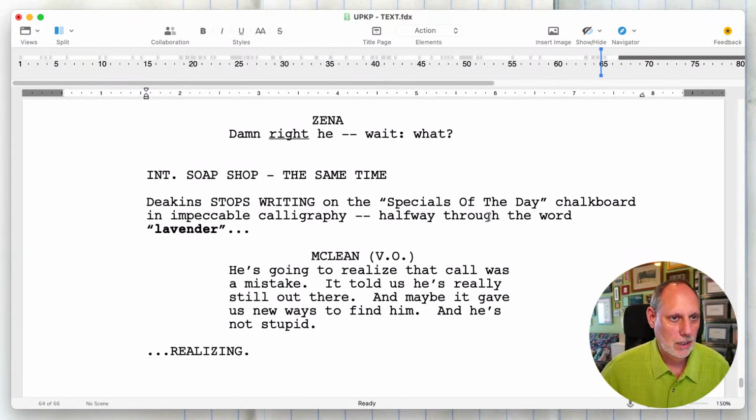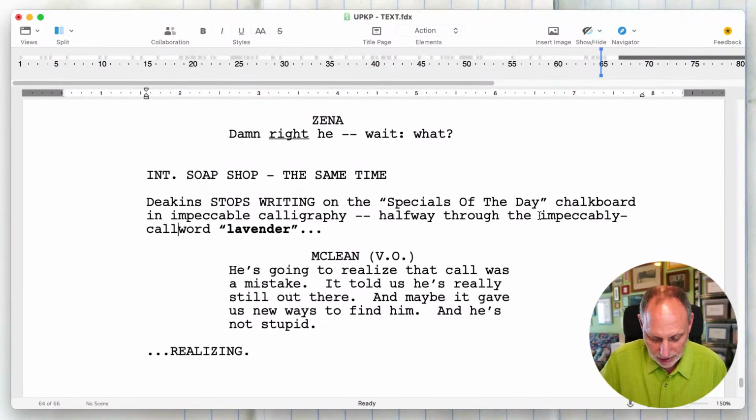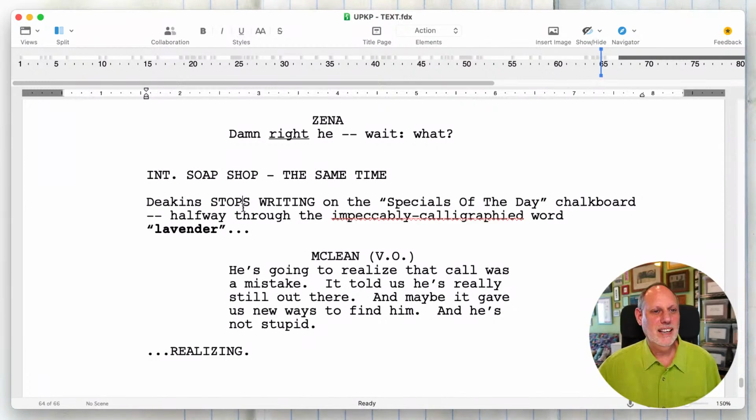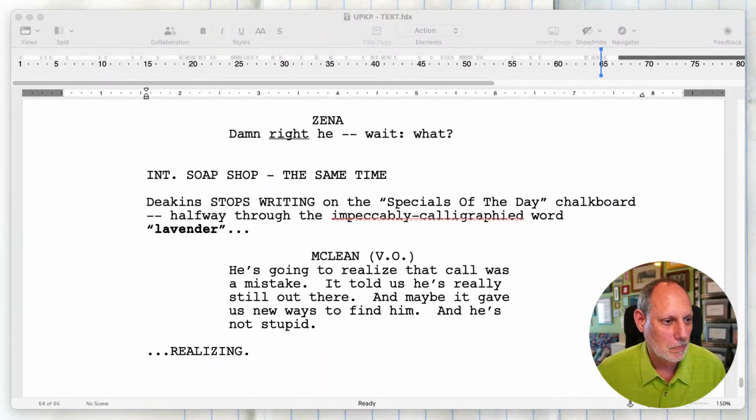The impeccably calligraphed. Calligraphed. All right, hold on. I got to look this up. I have to figure out how to look it up. Calligraphied. I have to look up the definition. Okay, calligraphied. The word calligraphy.